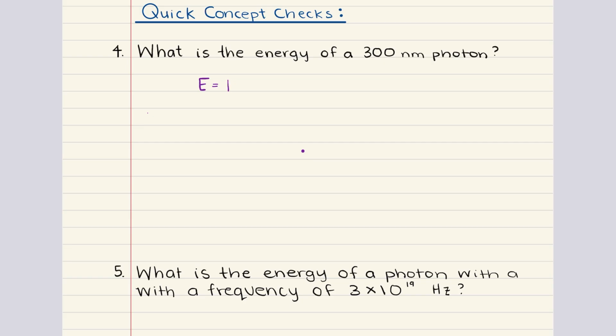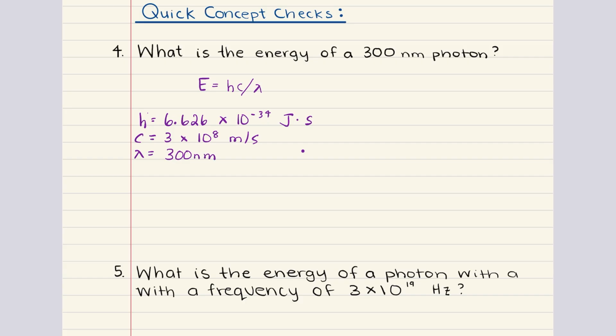Energy is equal to Planck's constant multiplied by the speed of light, and that's all divided by wavelength. Planck's constant is equal to 6.626 times 10 to the negative 34 joules times second. C, that's the speed of light. This is approximately 3 times 10 to the 8 meters per second. And lambda, or wavelength, is given to us as 300 nanometers.